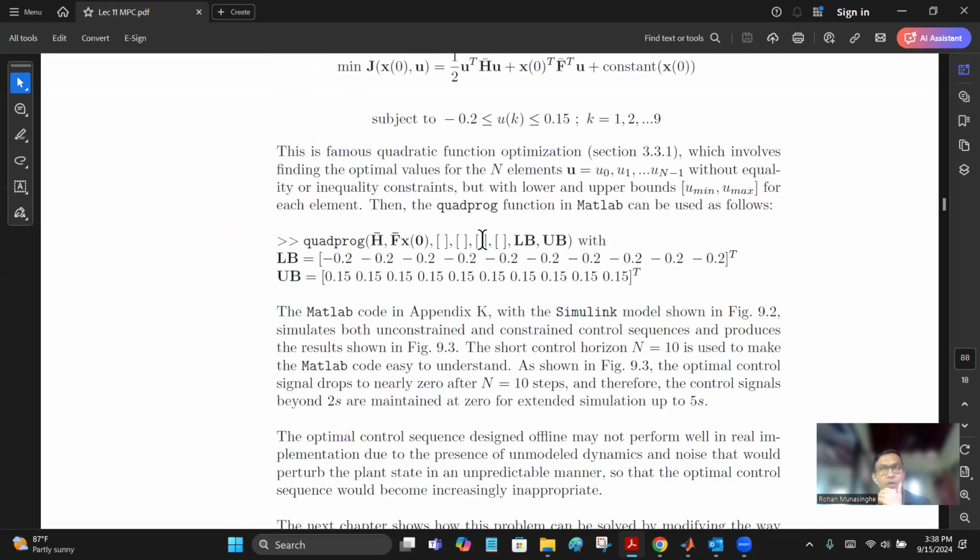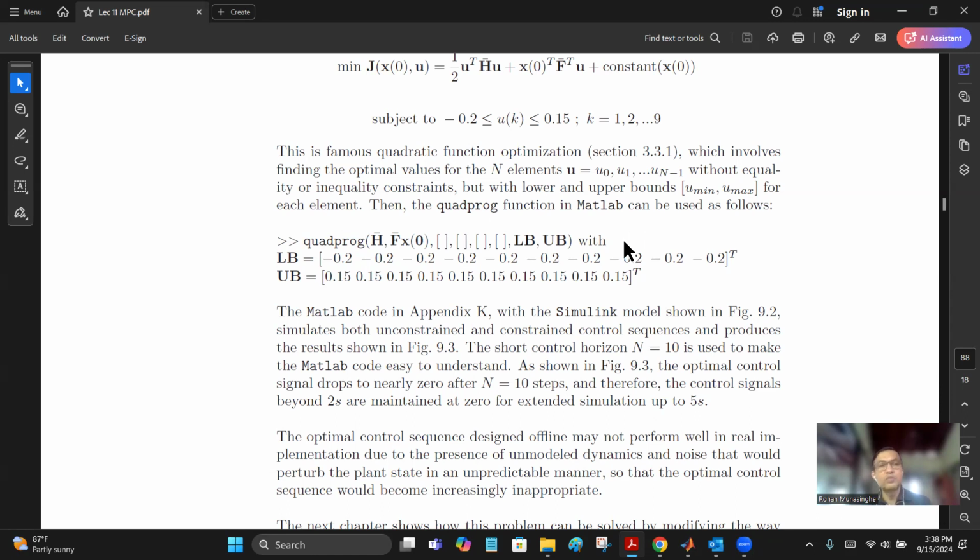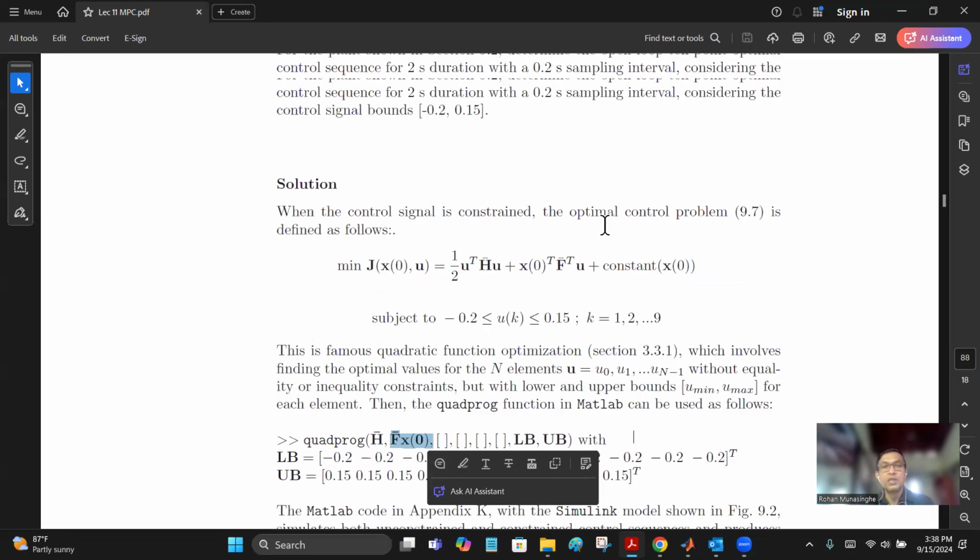Only difference is now we use the quadprog algorithm in MATLAB. Quadprog is a quadratic optimization algorithm in MATLAB. Any quadratic function can be optimized in MATLAB just this way, right? You launch the command quadprog, to which you have to give your optimization problem. So our optimization problem is of this nature. We have H bar, we have F bar, x zero. So these are the two terms in our optimization problem.